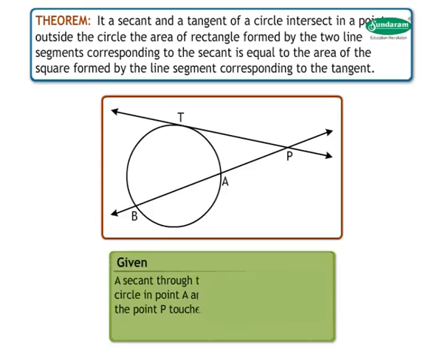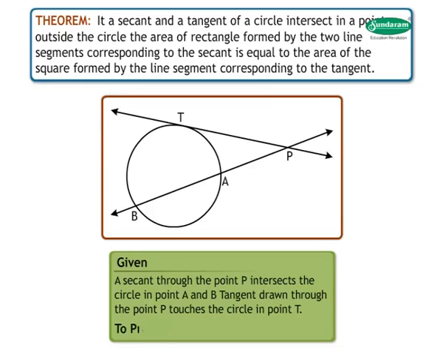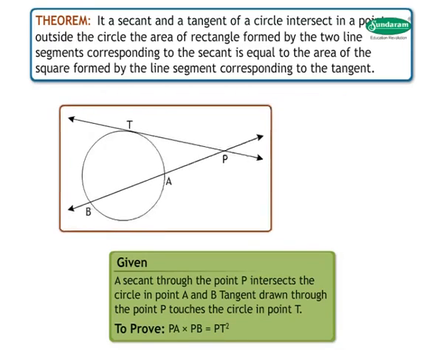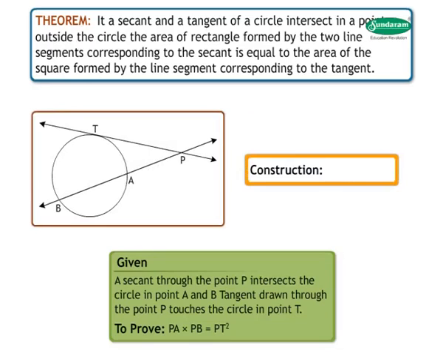Given, a secant through the point P intersects the circle in points A and B. The tangent drawn through the point P touches the circle in point T. We have to prove PA into PB is equal to PT square. We will use the concept of similarity to arrive at the result, for which we require triangles. So, let us join BT and AT.